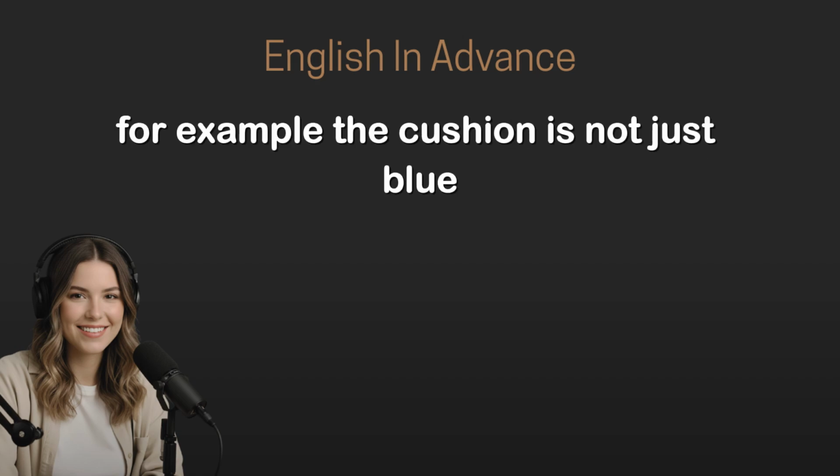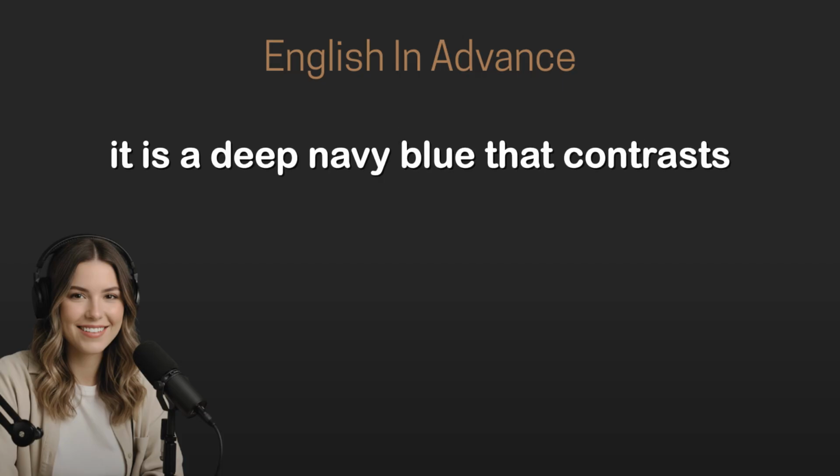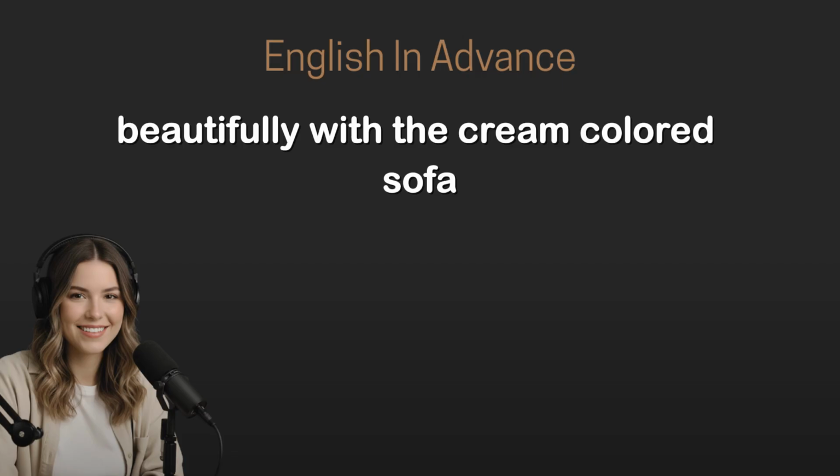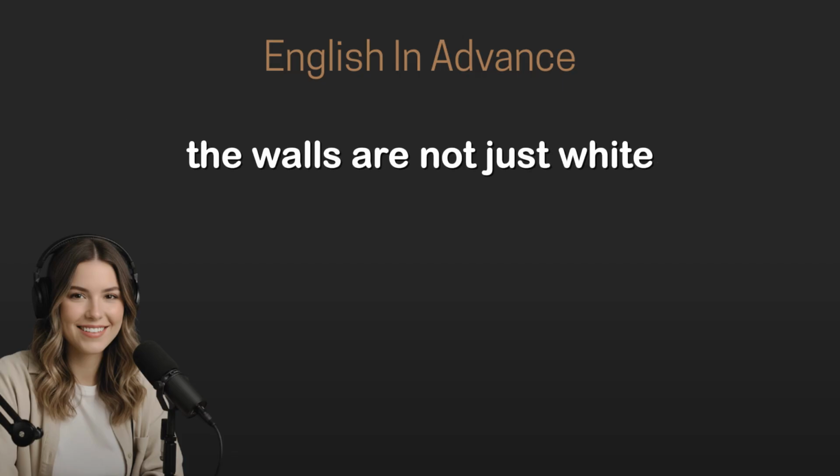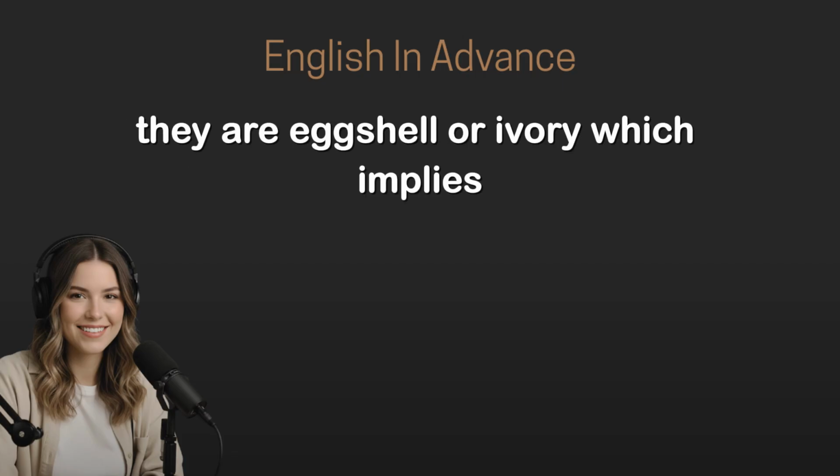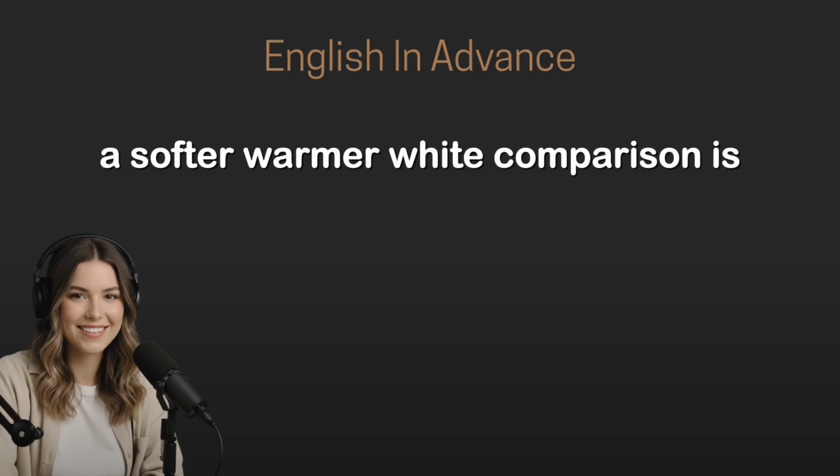For example, the cushion is not just blue, it is a deep navy blue that contrasts beautifully with the cream-colored sofa. The walls are not just white, they are eggshell or ivory, which implies a softer, warmer white.